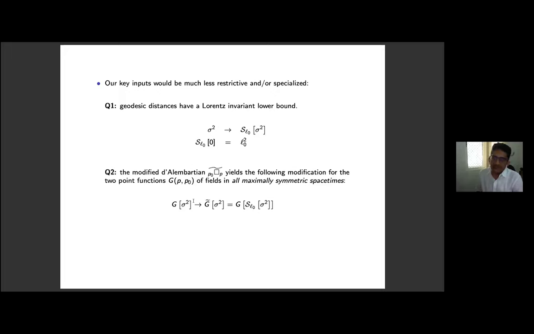We cannot fix it. It has to come from some quantum gravitational model or a framework. But the good news is that the results will not depend on the precise form of S of sigma square. This is just capturing a lack of information about how quantum gravity modifies the geodesic distances, but nothing more than that. The only condition is that when sigma is zero, it should give you Planck length, or something of the order of Planck length.